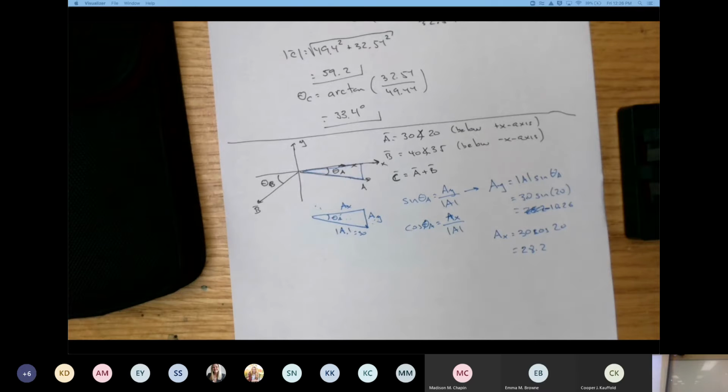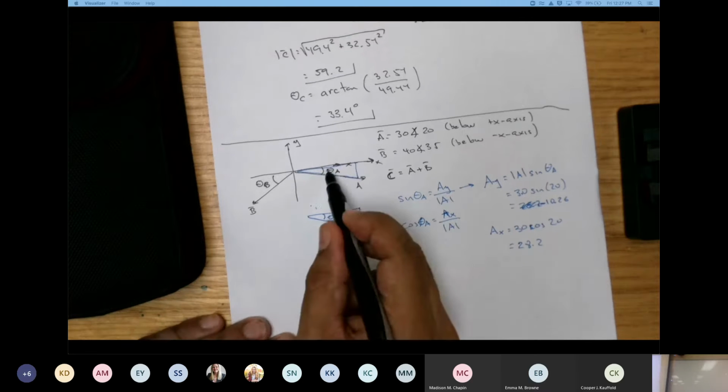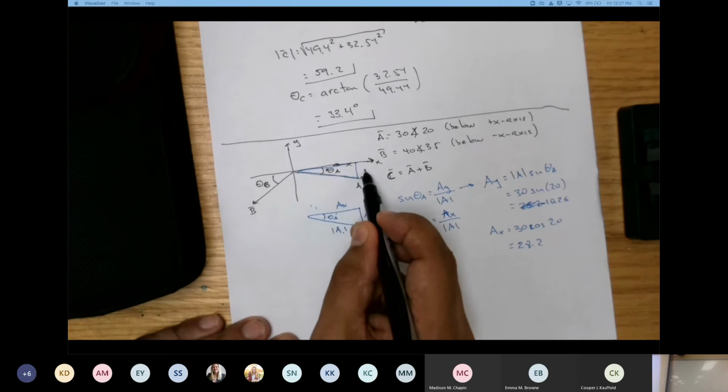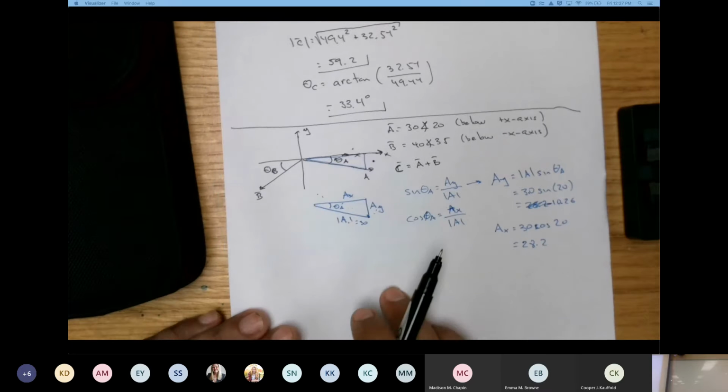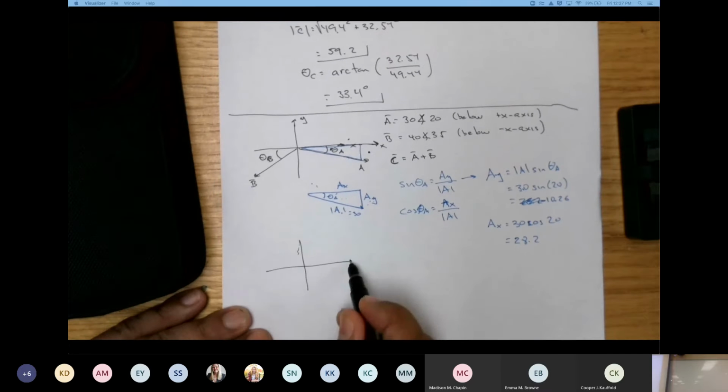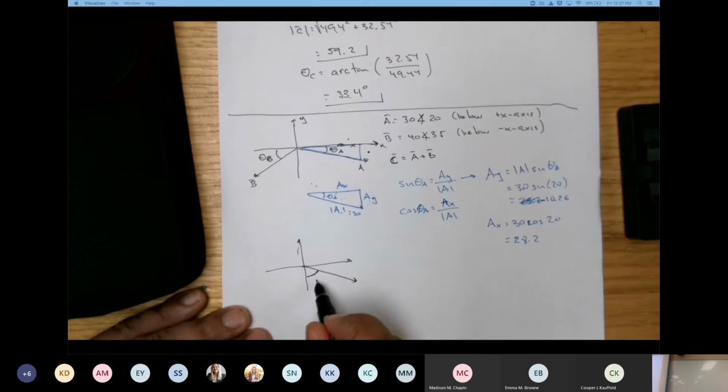No matter which way the vector is pointing, will sine always be for the y component and cosine always be for the x component? No. It depends on where you define your angle. In this particular case, because we are defining the angle here, then the opposite will be y and the adjacent will be x. But for example, if I had the same vector, but I give you this angle over here, then you can find the components.